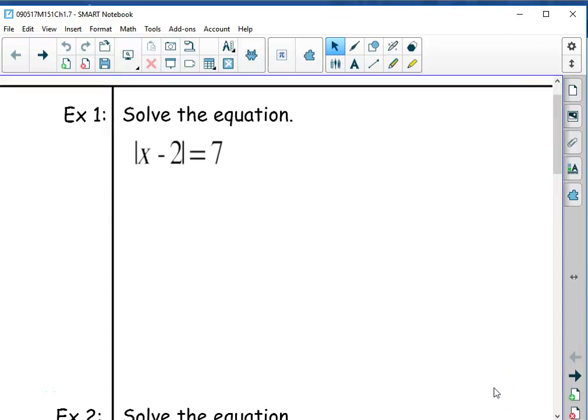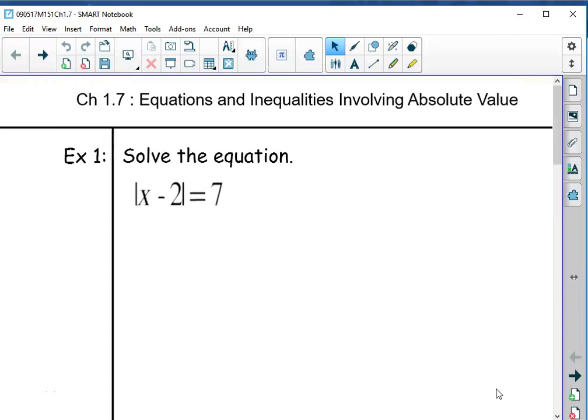Okay, solving inequalities. And let's put today's date on this: 9/5/17. Okay, here's the idea behind solving an inequality.